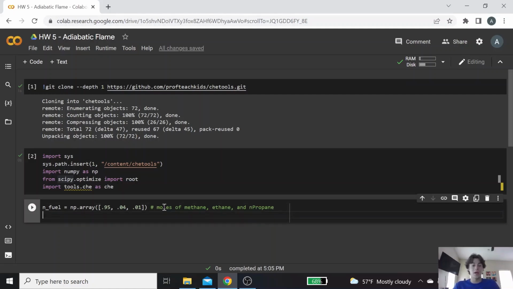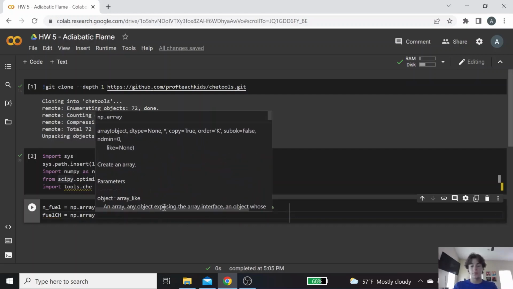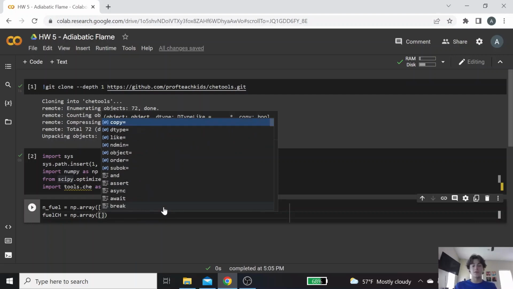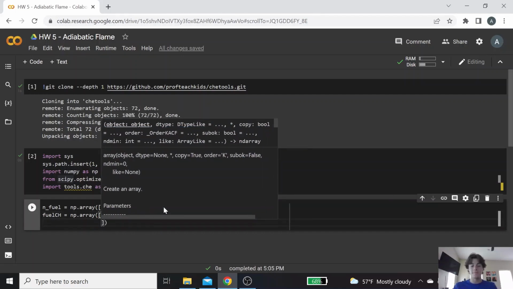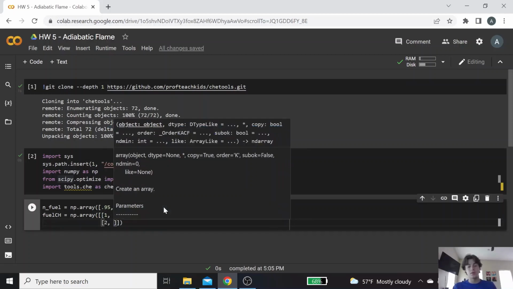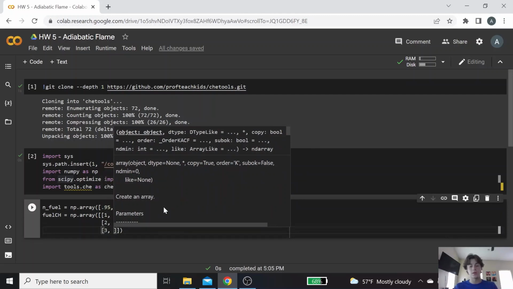Now we need to get at the amount of carbons and hydrogens in each of these hydrocarbons, so we can use them to find out the moles of oxygen and nitrogen that'll go into a reaction with air. So I'll just call this the fuel CH. And I'll create another NumPy array. The first set of values is going to be for methane, so there's 1 carbon and 4 hydrogens. Next, for ethane, there's 2 carbons and 6 hydrogens. And then for propane, there's 3 carbons and 8 hydrogens.